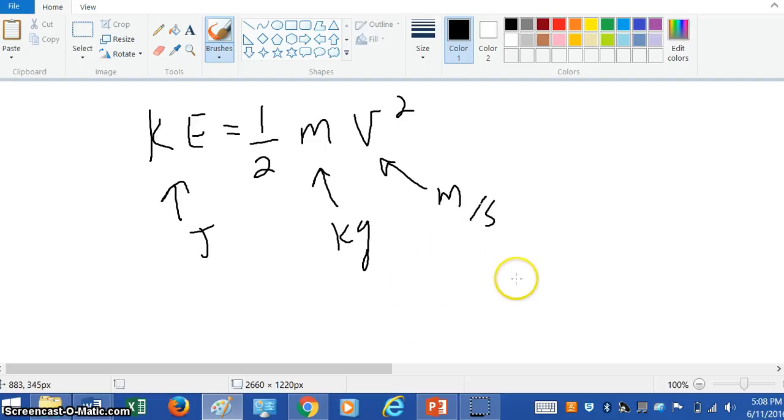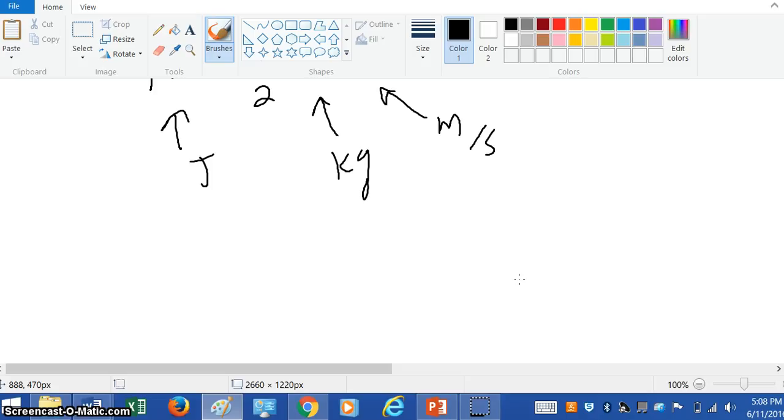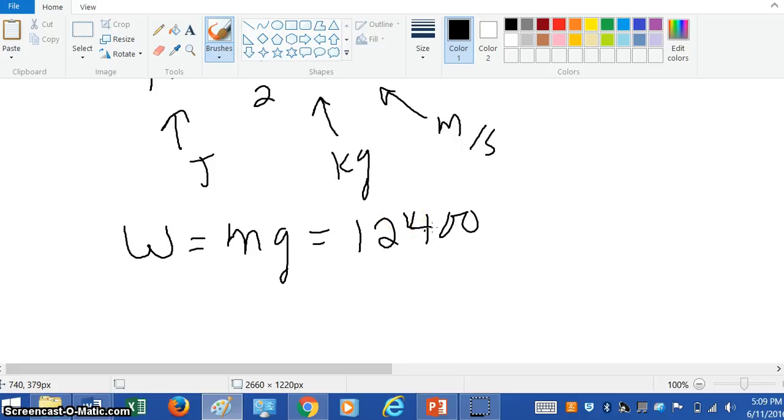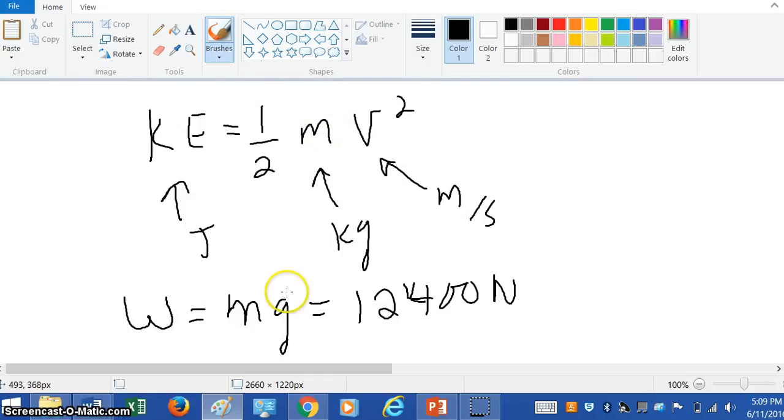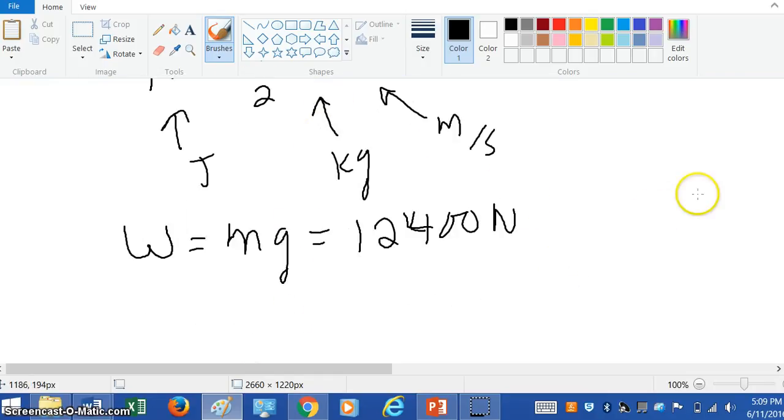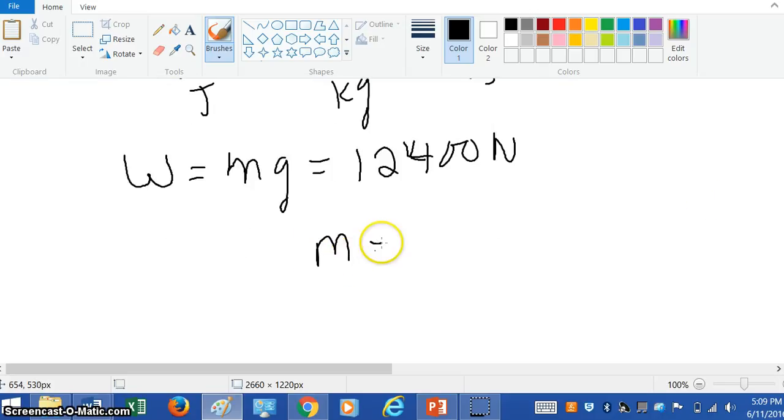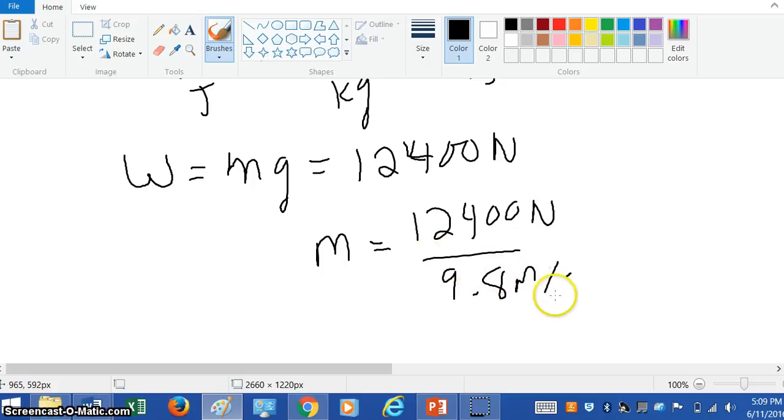Let's do a problem. Let's say we have a car and its weight, the script W, which of course is mass times gravity. Let's say the weight is measured to be, how about, 12,400 newtons. But of course, we don't need the weight, we need the mass. We have the equation that mass times gravity is the weight, so we can solve for m by dividing both sides by g. So 12,400 newtons divided by little g, which is 9.8 meters per second squared.